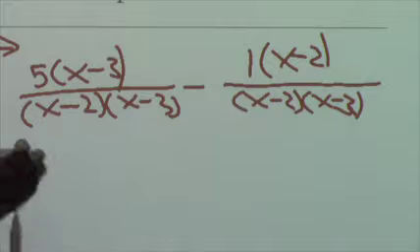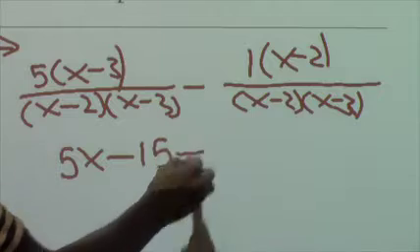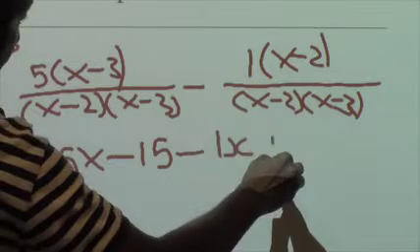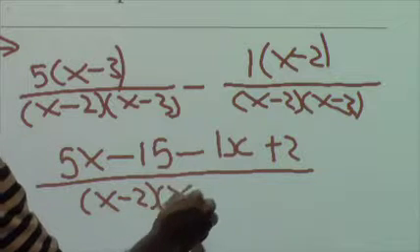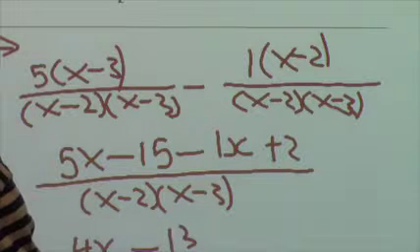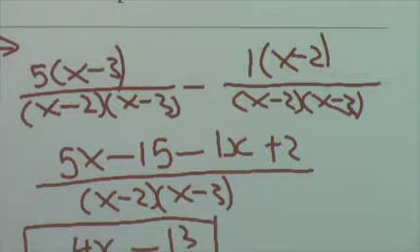So that's good. Now let's perform the operations on the numerator. So I have 5x minus 15 minus 1x plus 2 over the product of x minus 2, x minus 3. So let's combine like terms. 5x minus 1x, that's going to be 4x. 4x minus 13 over x minus 2 times x minus 3. And there's nothing more we can do here, so that's our answer.